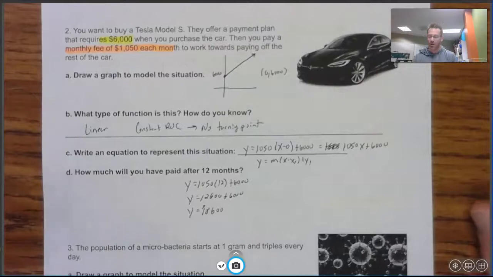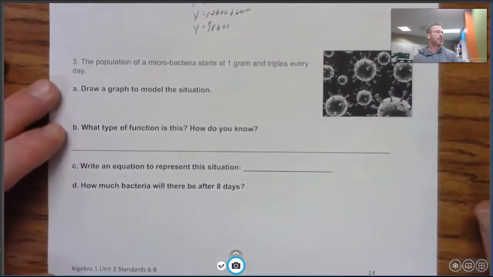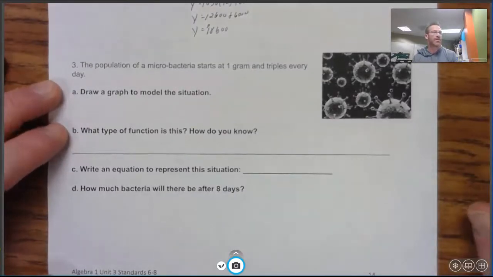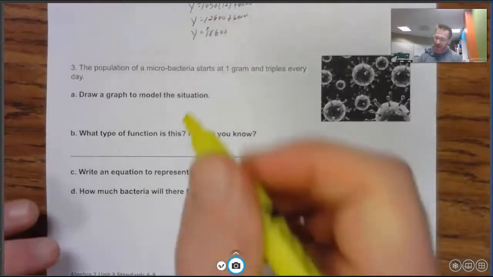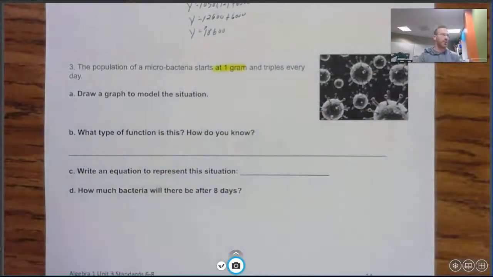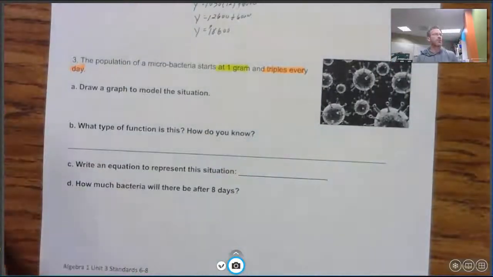All right, let's look at one more problem here. Let's look at problem 3. The population of microbacteria starts at 1 gram and triples every day. Triples every day, so there's our rate of change.